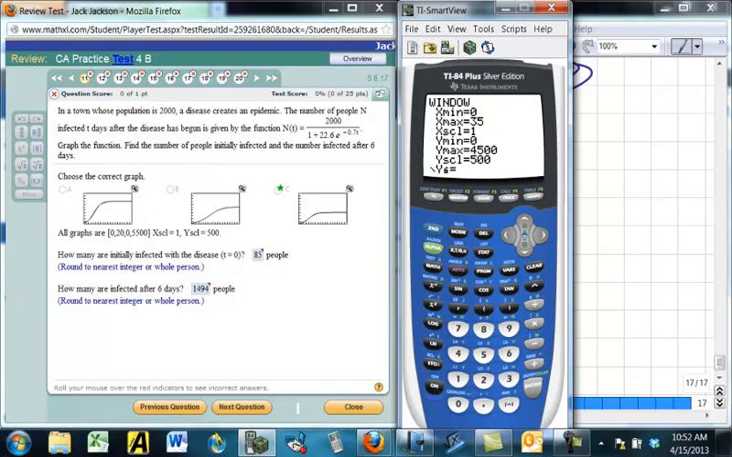And let's get a window. We'll use their window so we can match the graph. X goes from 0 to 20 with a scale of 1. Y goes from 0 to 5,500 with a scale of 500. Okay, so let's just graph that. Which one looks right? Okay, C is the one that looks right.